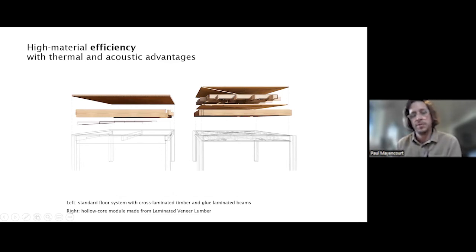And here's a comparison between the two. On the left, you have a standard cross-laminated timber and glulam system that has beams on the edge and then a panel on top. And then the proposal here is a hollow core panel system that has prefab modules. And in these modules, you can also incorporate thermal and acoustic insulation inside. And it will be about 50 to 60% more efficient in some of the material.